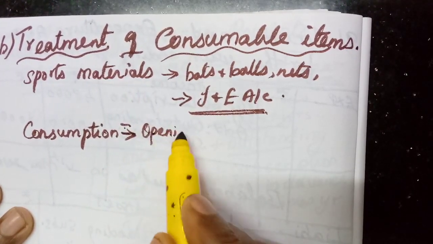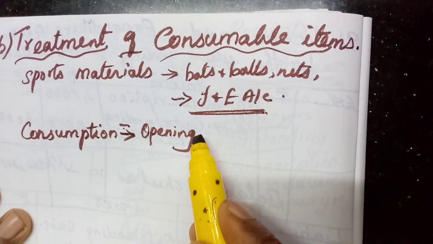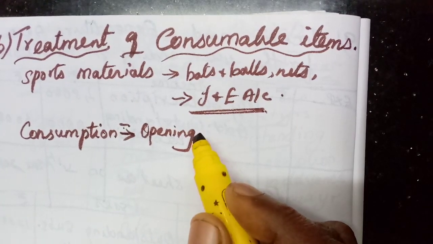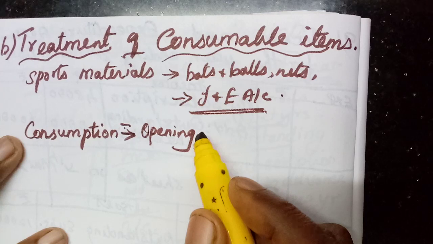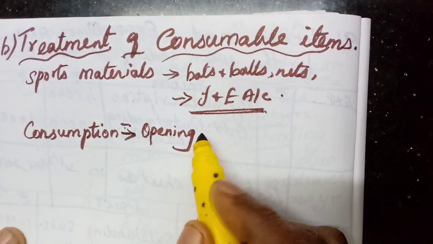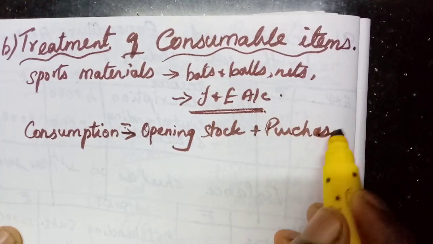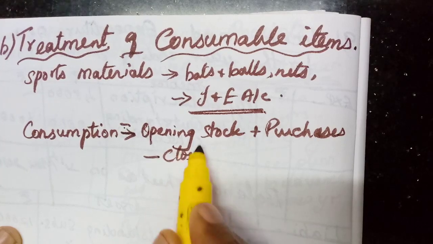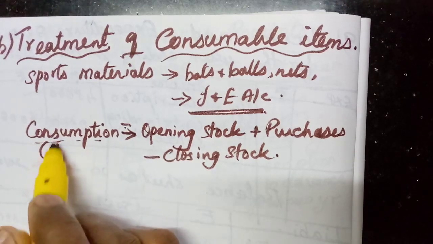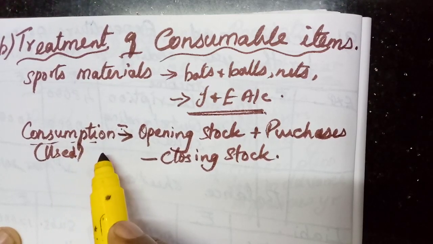Consumption is equal to opening stock, whatever item it is. Maybe the bats and balls, or maybe the stationery also we may purchase and we use. Again, we will have some stock in hand. So for any revenue items that we are using, we have to use this formula. Consumption of that particular material is equal to opening stock, add purchases during the year, minus closing stock. Now we will get what we have consumed, what we have used in that particular year. So this one we need to write on the expenditure side, debit side.